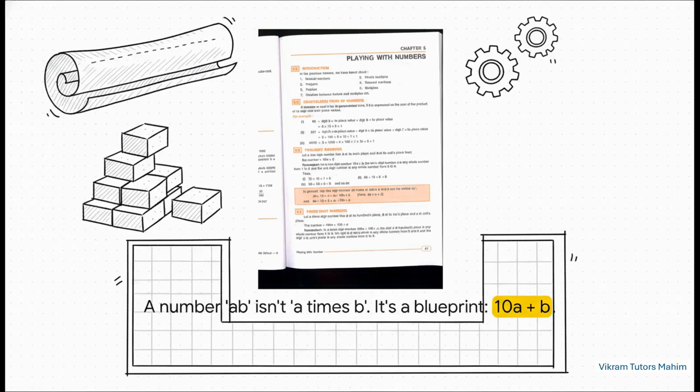And this visualizes it perfectly. When we see a number like, say, 68, our brain just sees 68. But what it really is, its architecture, isn't 6 times 8, of course not. It's 6 tens plus 8 ones. And in the language of algebra, we write that as 10a plus b. That right there, that's the blueprint.